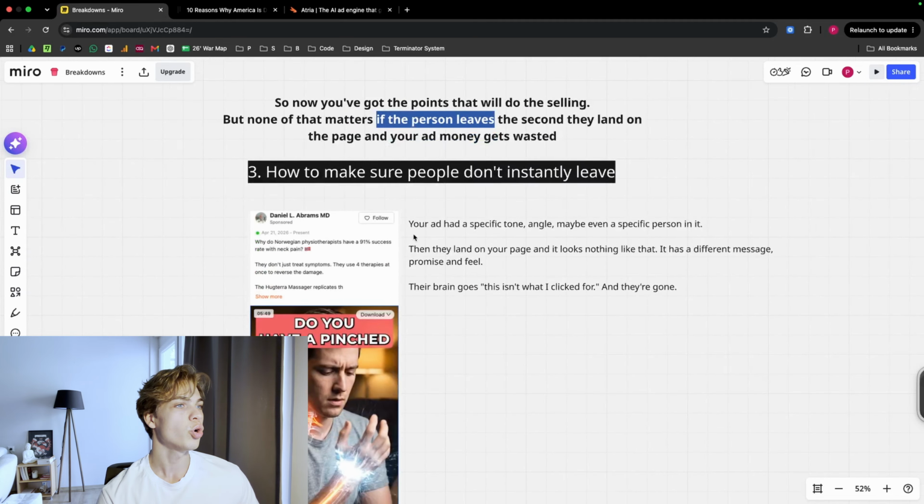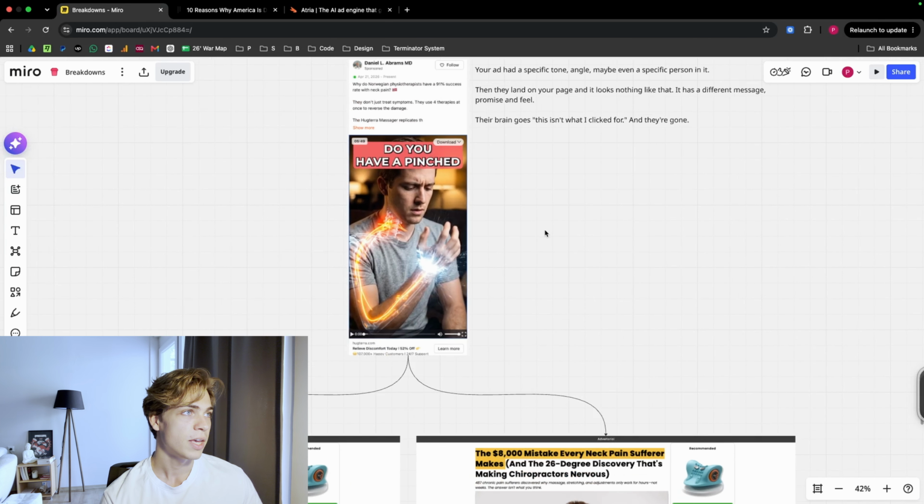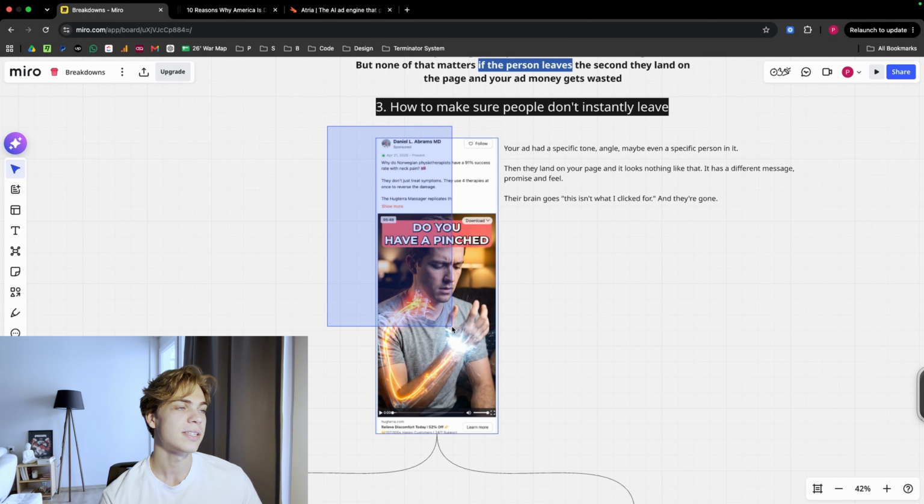So your ad, basically, again, just a random product here, your ad has a specific tone, angle, and maybe even a specific person in it. Then they land on your page and it looks nothing like the ad. It has a different message, a different feel, and things like that. Their brain goes, this isn't what I clicked for, and they just bounce, they leave, and your ad money is basically wasted. And now imagine, let's say, this ad, right?